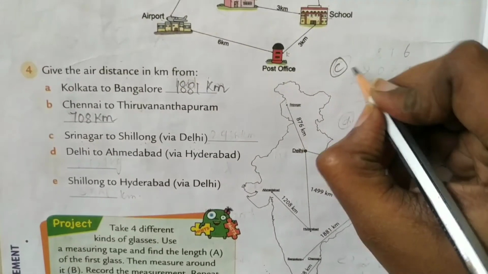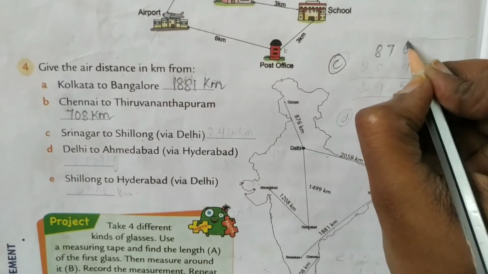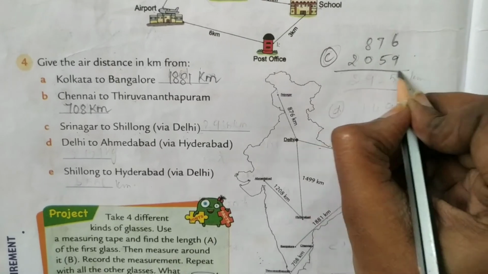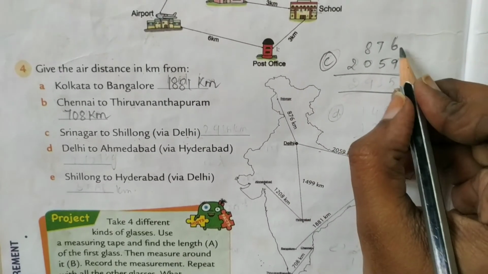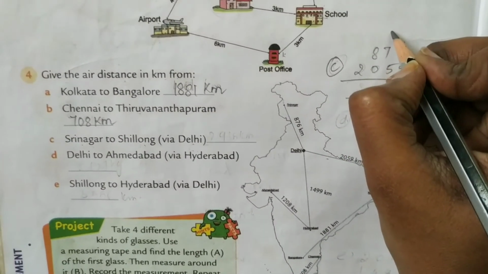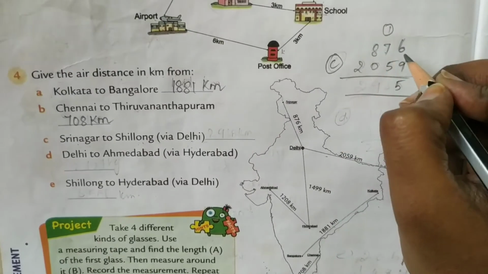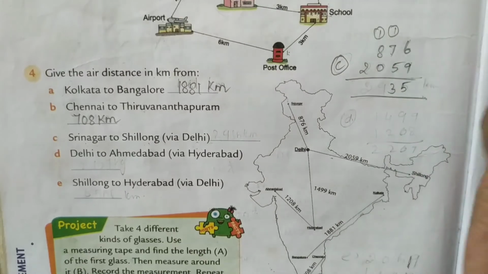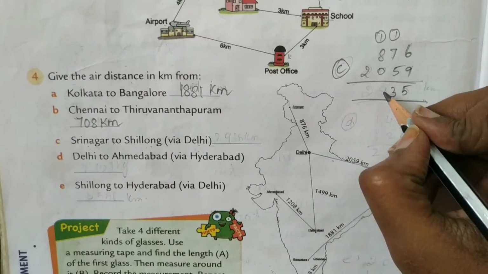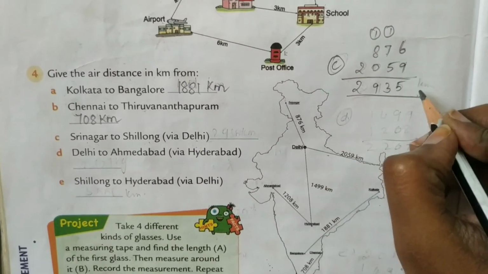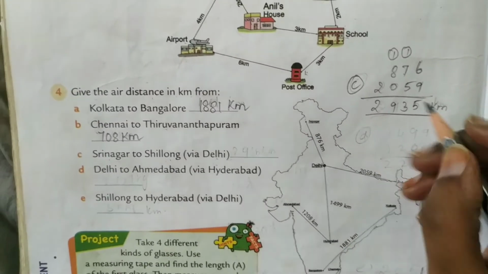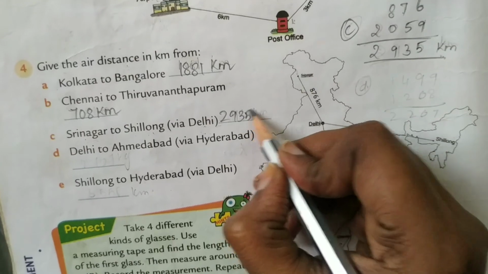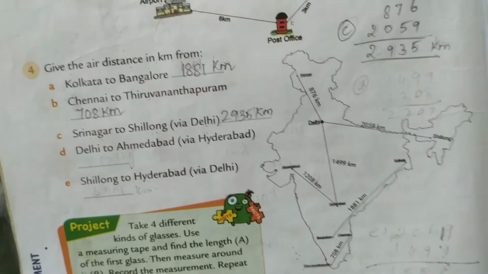So see the question, 876 and 2059. When you add, we get the total distance. So 6 plus 9 gives you 15. 1 plus 7 is 8. And 8 plus 5 is 13. So carry over 1. 1 plus 8 is 9, and 2. So totally how many kilometers? 2935 kilometers. So this is the way we have to write.